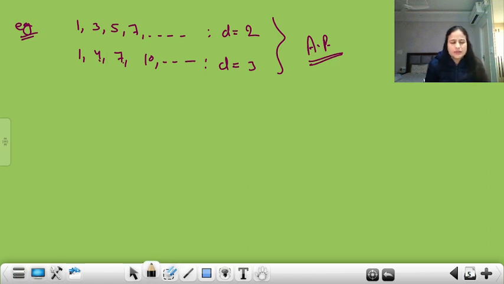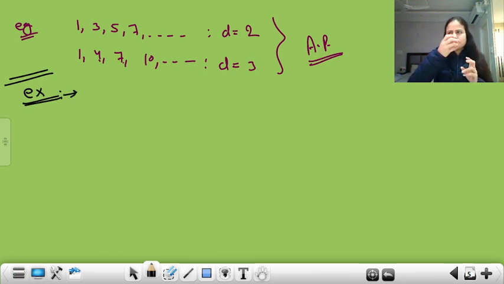Okay, so first of all, let's take a few examples. Whenever I have some progression, how do we show whether that progression is defining an arithmetic progression or not? For that we want its nth term, that is the general term. So whenever the nth term is given, how do we show a progression is an AP or not?